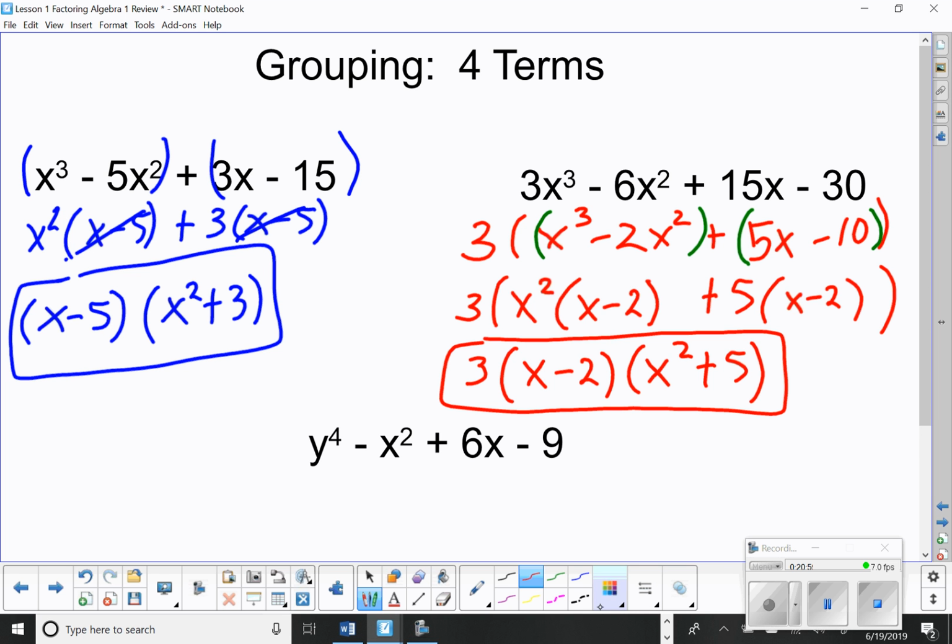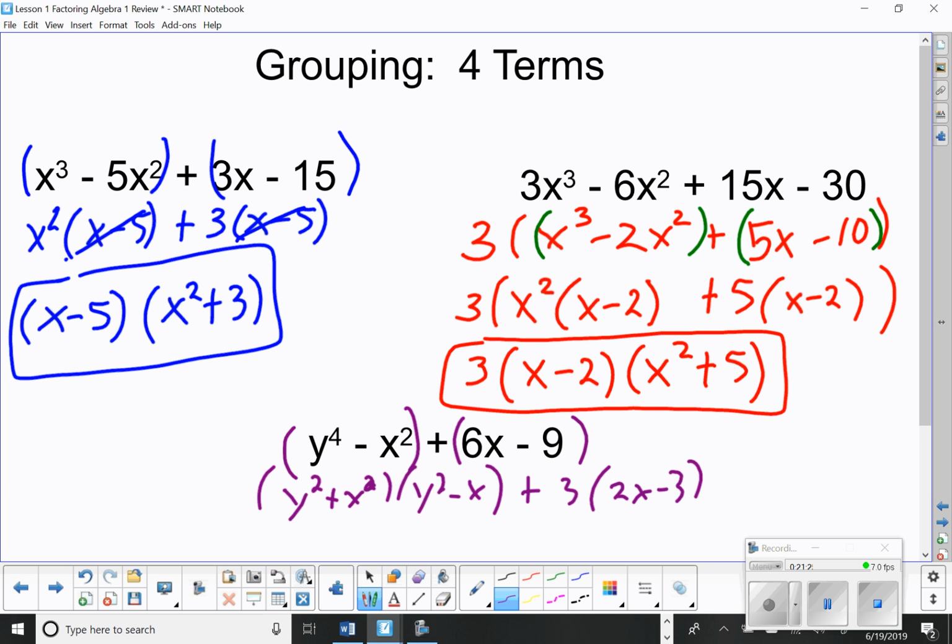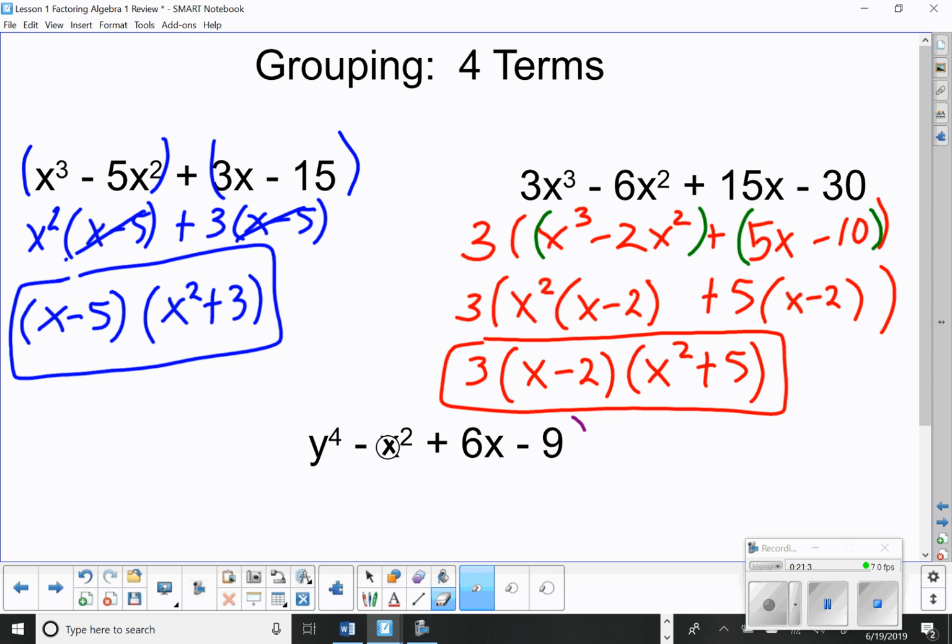Down here, we've got this one. Let's go 2 and 2. Well, if I do this, I'm going to get y squared plus x squared, or plus x, and then y squared minus x, plus 3 times 2x minus 3. Didn't get me anywhere. So that didn't work. I can't just group 2 and 2. This is an example of one of those times when it's better to group 1 and 3 or 3 and 1. So here's what I'm going to do.